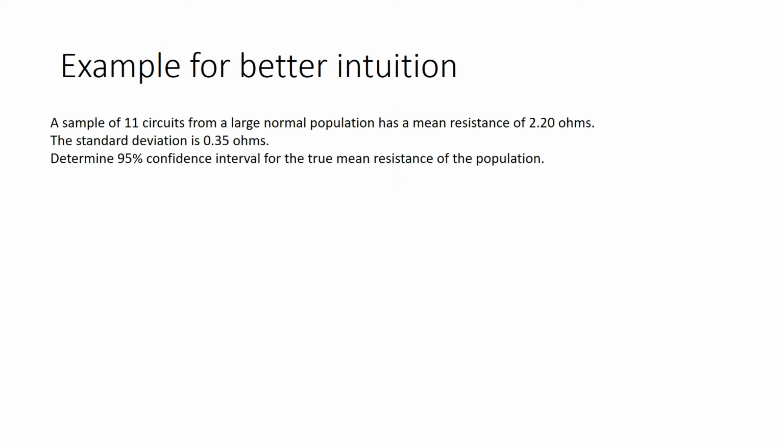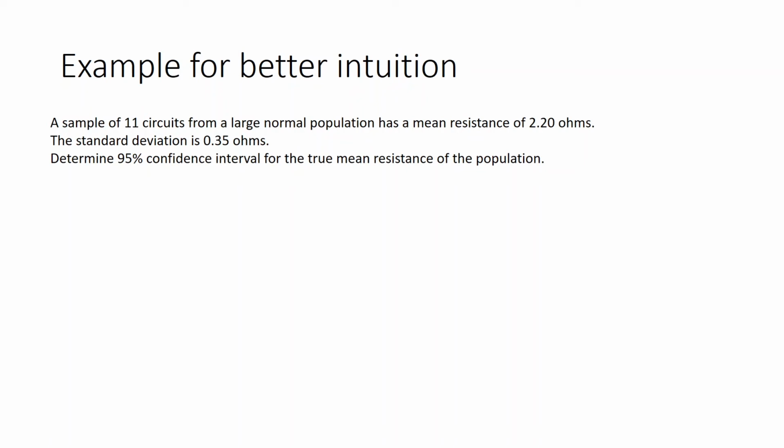So now let us take an example for better intuition so that it is going to be easy for you to digest. A sample of 11 circuits from a large normal population has a mean resistance of 2.20 ohms. The standard deviation is 0.35 ohms. Determine 95% confidence interval for the true mean resistance of the population.